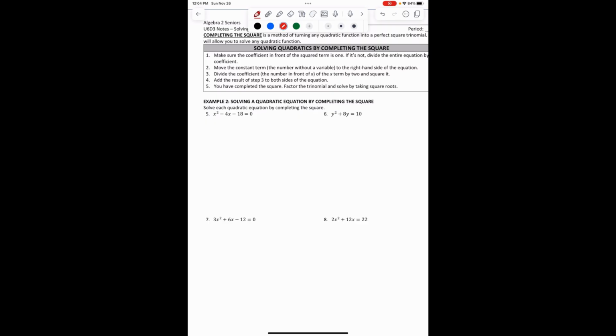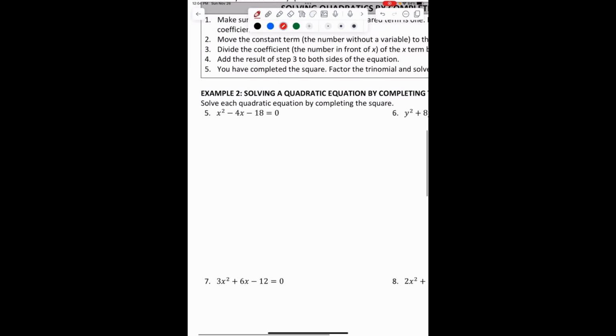Okay, so first step, we look, the number in front of the squared term in this number 5 here is a 1. So first step is done, we're good. Next step says move the constant term, so the number without a variable, to the other side of the equation. So this 18, we're going to move to the other side of the equation by adding it over.